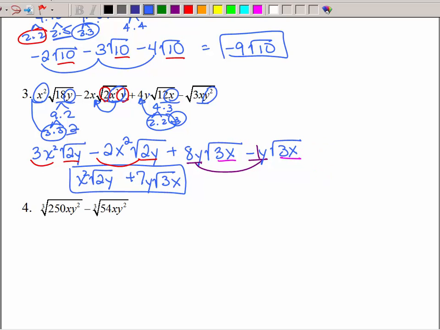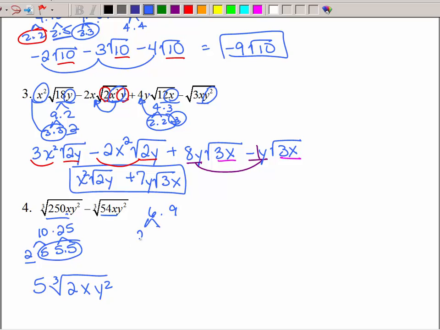In our last problem, we see cube roots. Just to review those, same process. These are not alike, but we need to simplify them first. So 250, I know that's 10 times 25, that's 2 times 5 times 5 times 5. So I could take out a 5, and those letters, there's not 3 of them, so I can just leave the 2, the x, and the y squared. Okay, what about the 54? I think about that as 6 times 9, so that's 2 times 3, and 3 times 3. So I can take out a 3, don't forget that minus sign, and have the cube root of 2 and the x and the y squared.